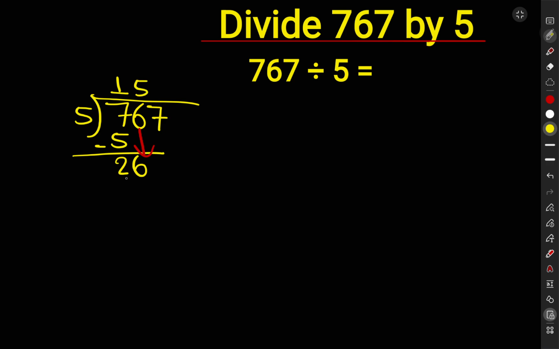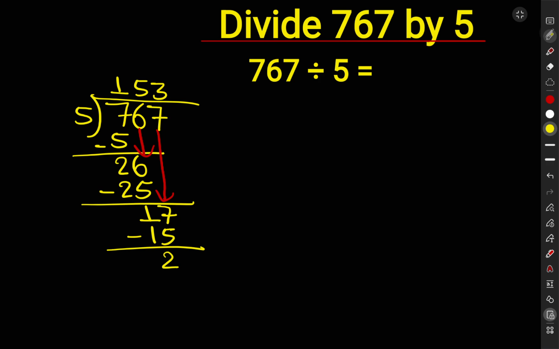5 times 5 is 25. On subtracting we get 1. So again we put down this 7 and it is 17. 5 times 3 is 15. On subtracting we get 2.